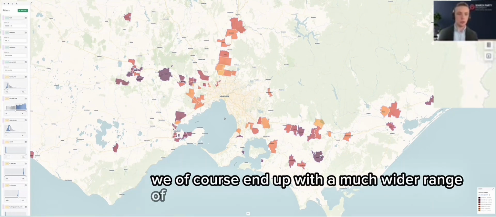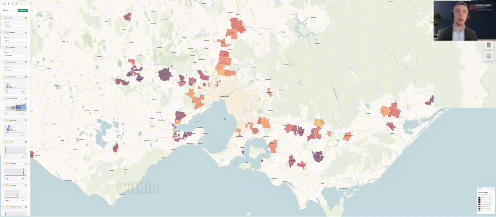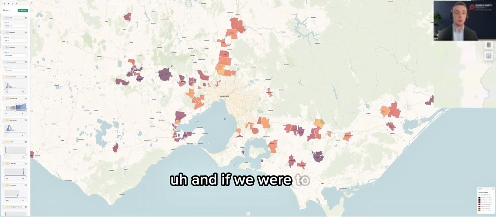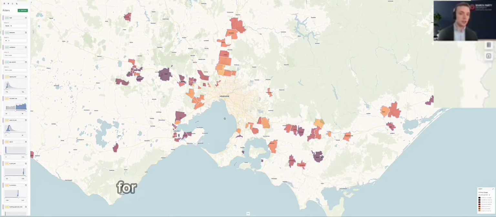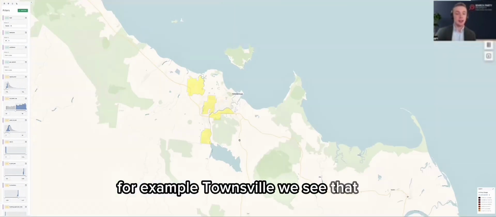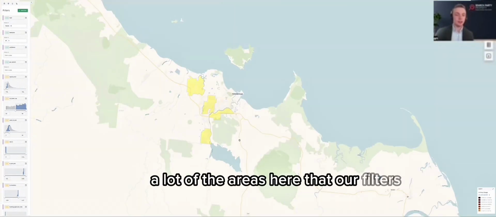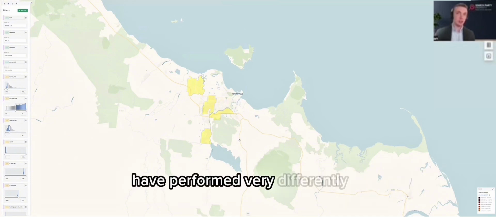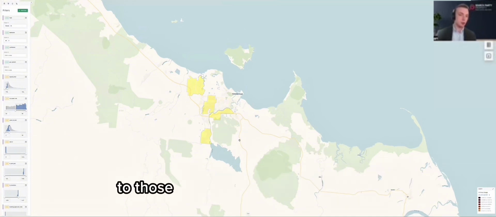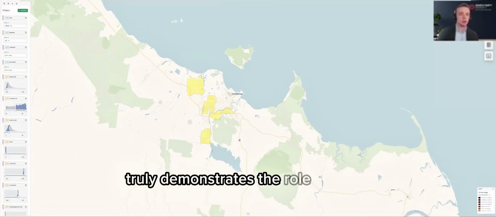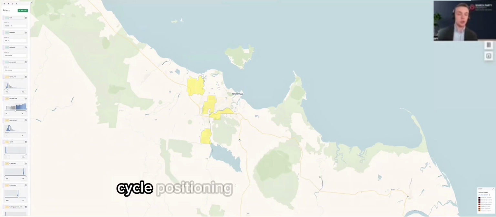Or if we up our price point to under $750,000, we of course end up with a much wider range of options that still fall within our search criteria for risk and growth potential. And if we were to compare this to a different region, for example, Townsville, we see that again, a lot of the areas here that our filters have picked up have performed very differently over the past year to those in Melbourne, which really demonstrates the role of understanding cycle positioning.